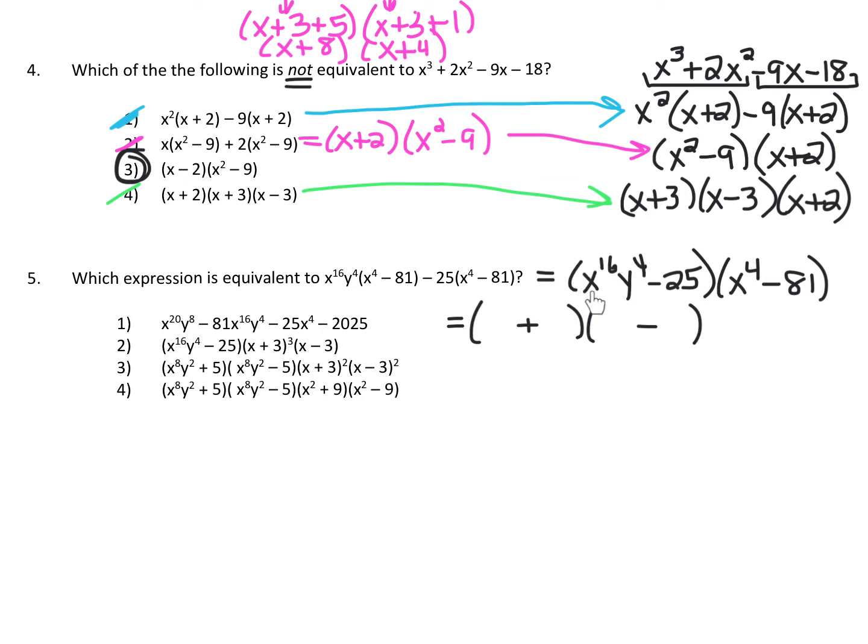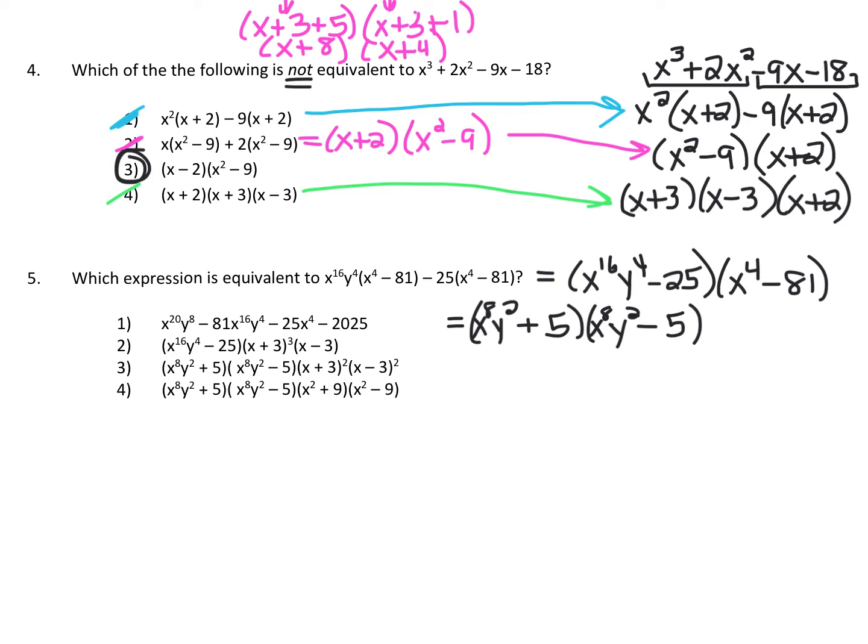I'm going to take the square root of this first term and put it in the first spot in each parenthesis. Now be careful. Even though the square root of 16 is 4, when it's an exponent, the square root of x to the 16th, remember when it's an exponent, you just cut that in half, is going to be x to the 8th. So the square root of this first term is going to be x to the 8th y squared. You just cut the exponents in half. So x to the 8th y squared. Then we look at the second term in each parenthesis. Let's take the square root of this and put it in the second spot in each parenthesis. The square root of 25 is 5.